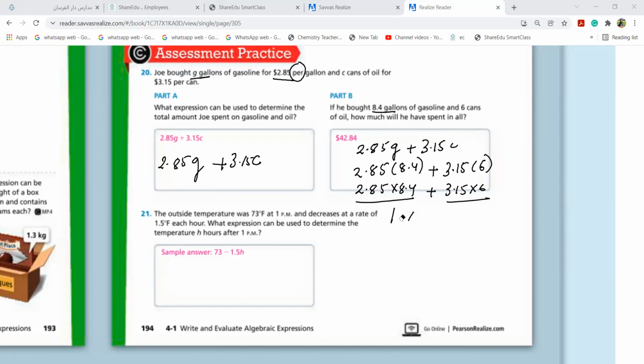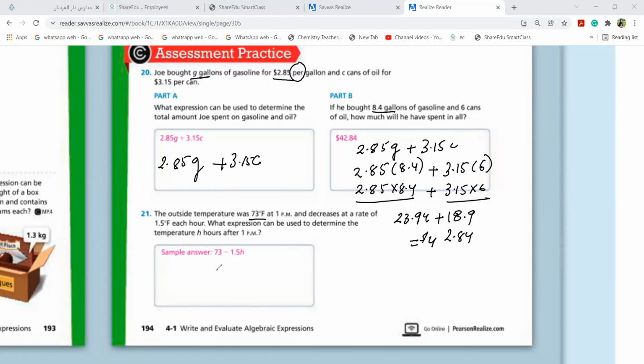Which one did you do? This only, or this one? No, it's wrong. Do it as 2.85 times 8.4. And then this one? She did this side. So your answer is $14.84. Any questions?